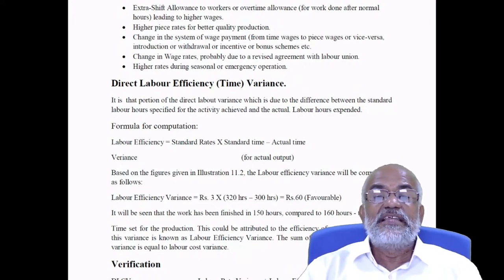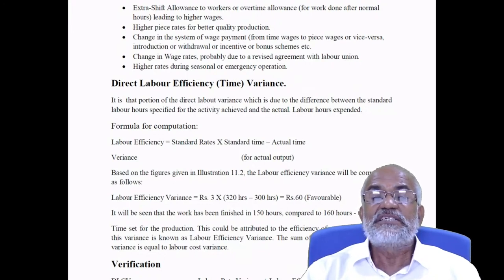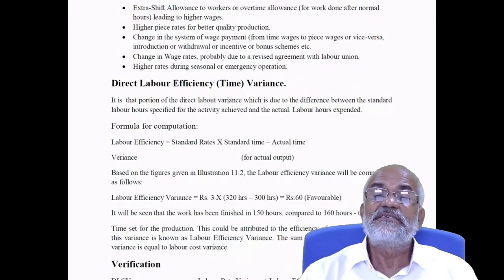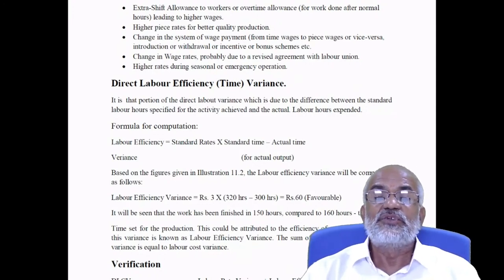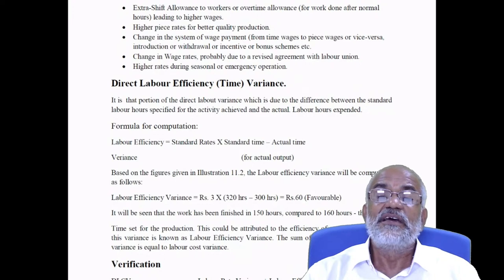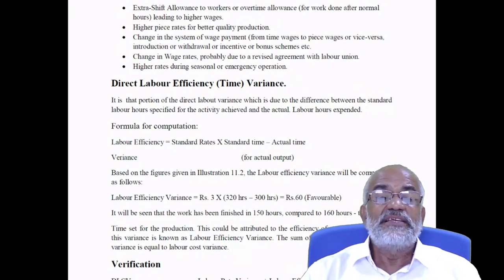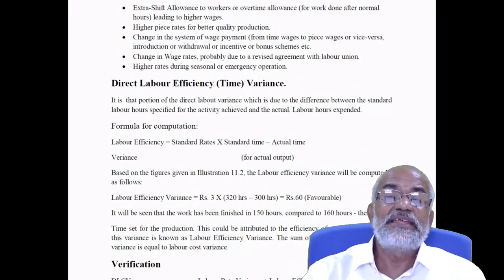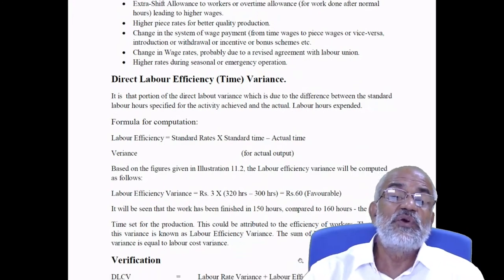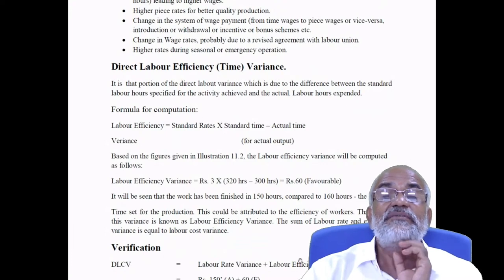It will be seen that the work has been finished with 150 hours compared with 160 hours. So the standard time set for the production is like this. This could be attributed to the efficiency of the workers when less time is consumed for production. That is why there is a favorable labor efficiency variance. The sum of labor rate variance and labor efficiency variance is equal to total labor cost variance.